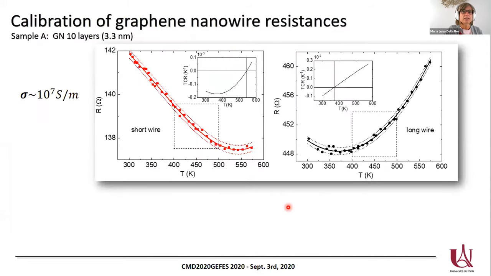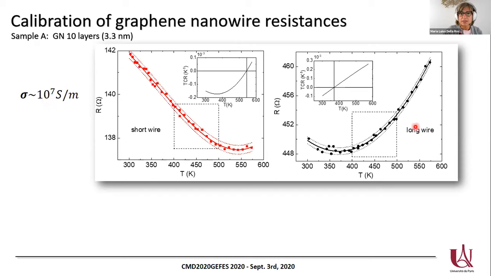Okay, measurements are then done under vacuum at a temperature higher than room temperature and with a pressure of the order of 10 to minus 7 millibar. This is the first step of the measurement, which is the calibration of the temperature coefficient of resistance by measuring the resistance as a function of the temperature for the short and the long nanowire simultaneously. Generally, we can see that we have a nice value of the electrical conductivity, so nice conducting properties.